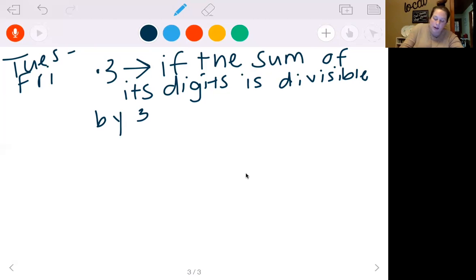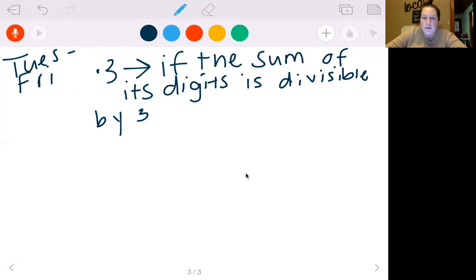Let me give you a bigger number like 3,591. Now that one you're not going to know off the top of your head. So the way you figure it out is you take those numbers and add them up. 3 plus 5 plus 9 plus 1. When you add those numbers, that gives you 18. I can divide 18 by 3 and get 6. So 3,591 checks out. So that one is a cool way to do it.